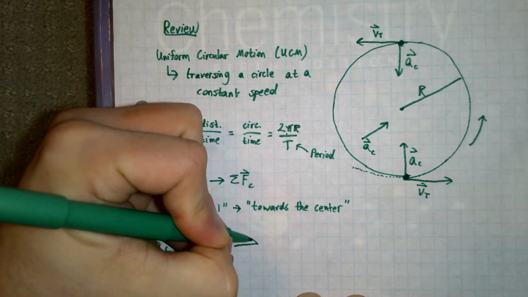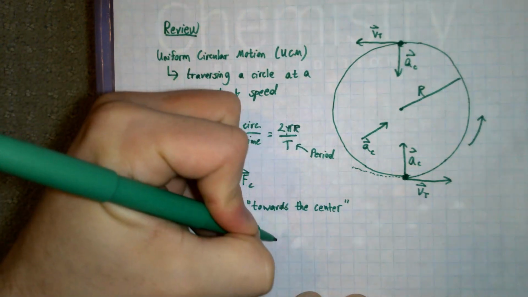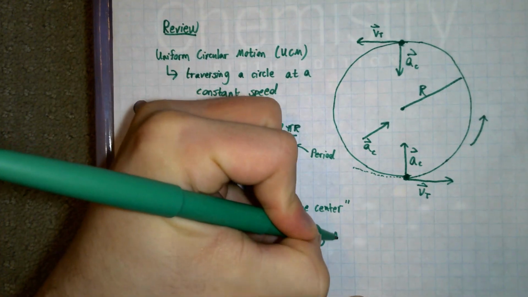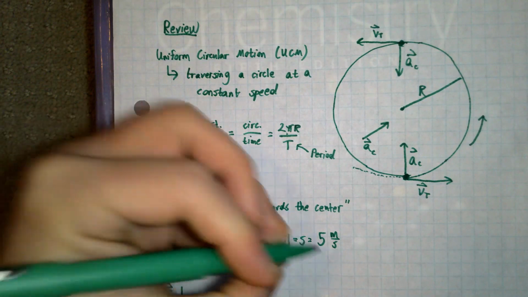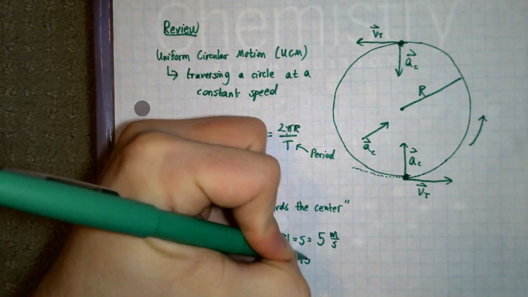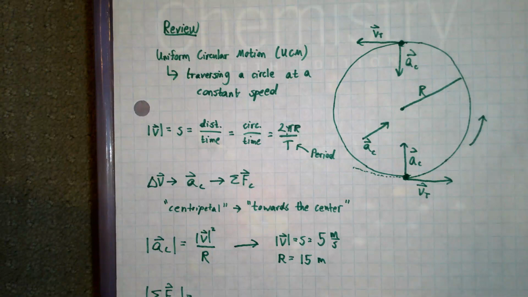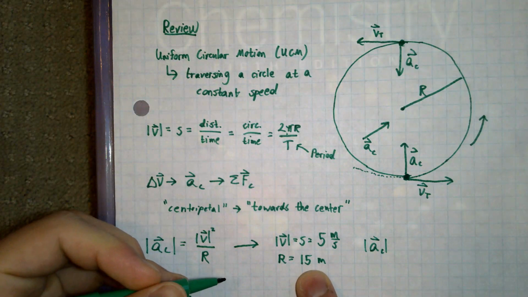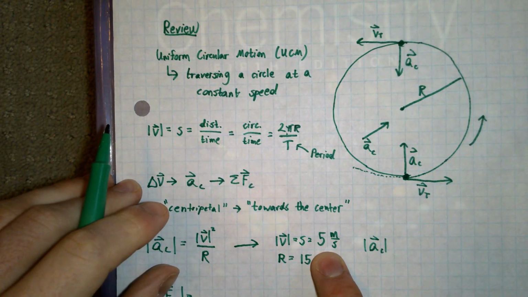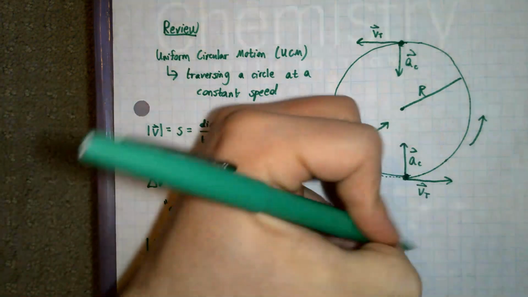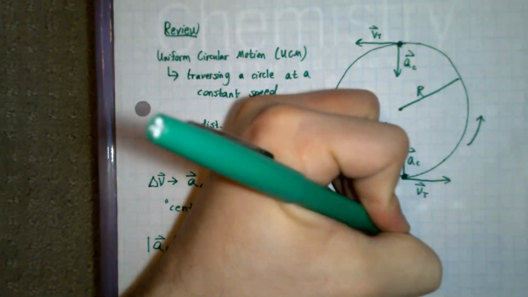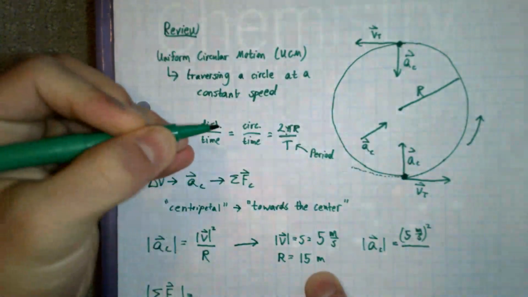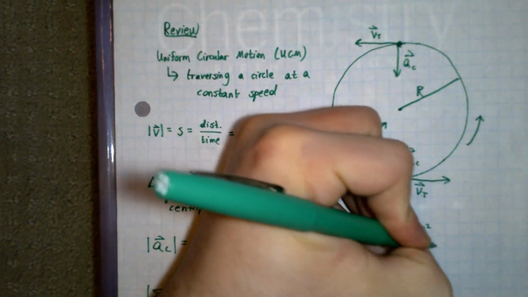In other words, if our speed, or the magnitude of velocity, was 5 meters per second, and if the radius of our circle was 15 meters, then we'd say, all right, the centripetal acceleration of that object traveling around a circle that has a 15-meter radius at a speed of 5 meters per second is its magnitude of velocity, or its speed squared, divided by its radius, 15 meters.